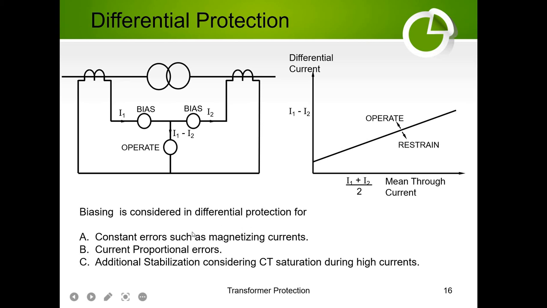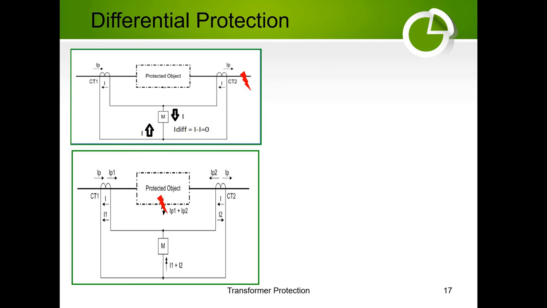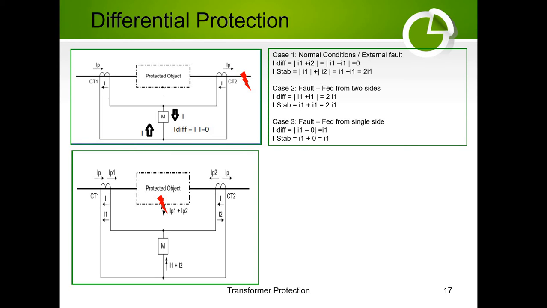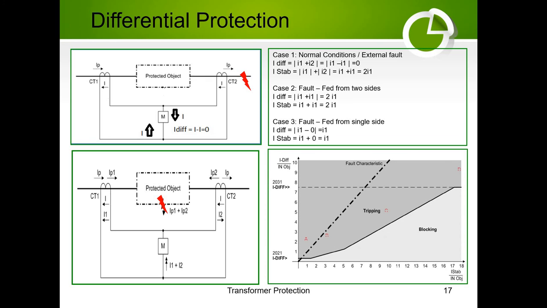Biasing is considered in the differential protection for constant errors such as the magnetizing current, proportional error, and additional stabilization considering CT saturation during high current. You can see in the picture how differential protection works.